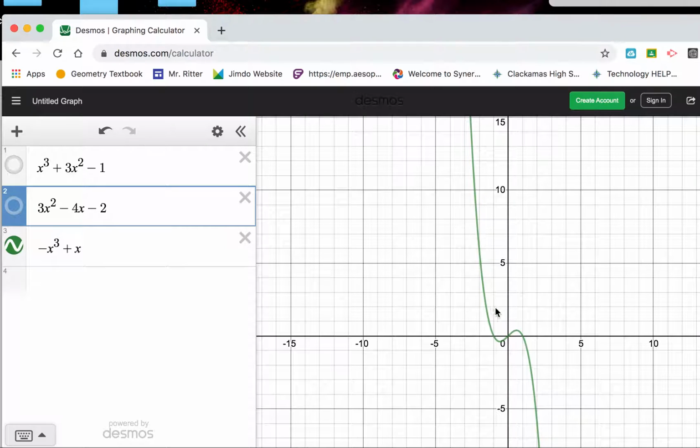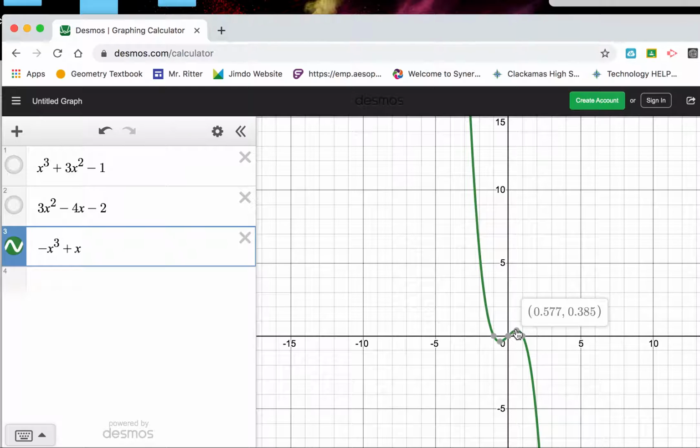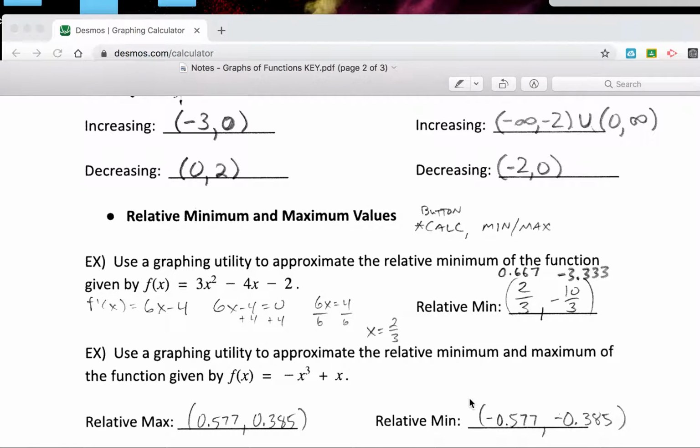All right, so we're asked to find the max and the min. You can use the feature on your graphing calculator or use Desmos here. Just hover over where that relative max is. We got 0.577 and the output is 0.385. So that should be our maximum right there.